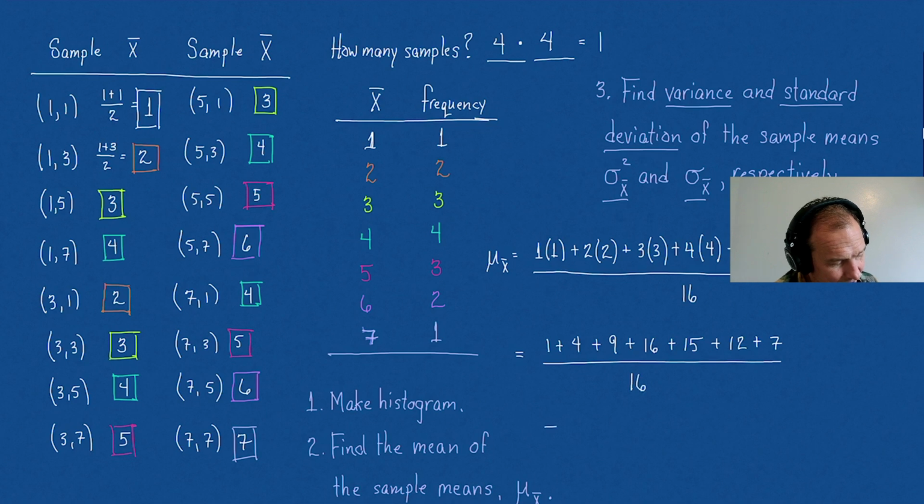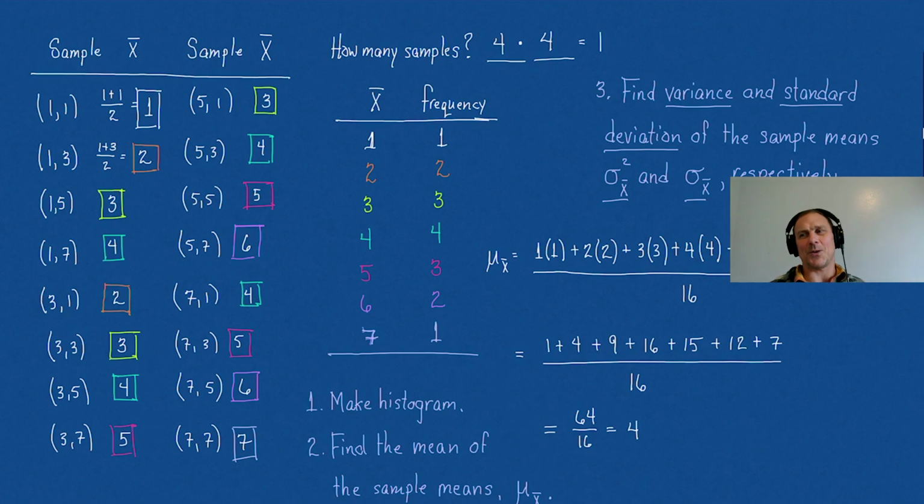Okay, now if you have a calculator, this is a good time to use it. My mental math has been wrong at least once. So 1 and 4 is 5, plus 9 more is 14, plus 16 is 30, plus 15 for 45. 45 plus 12 is 57, plus 7 more is 64. Whew. And 64 divided by 16 is 4.